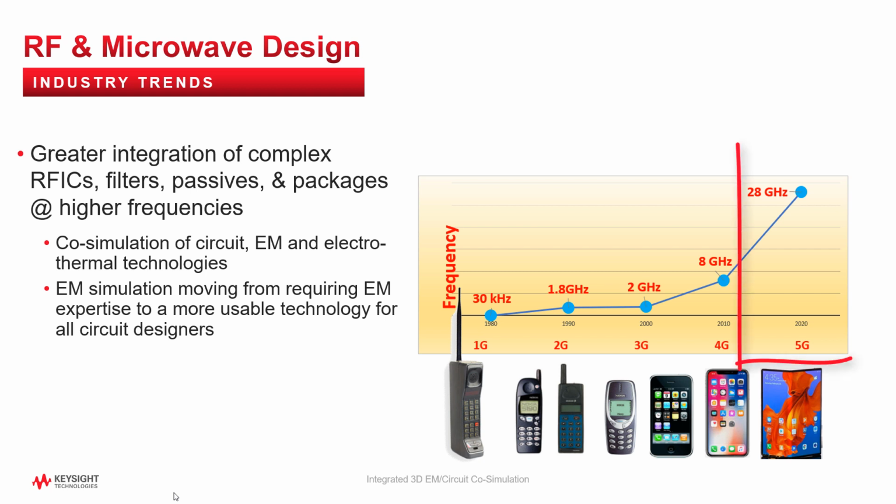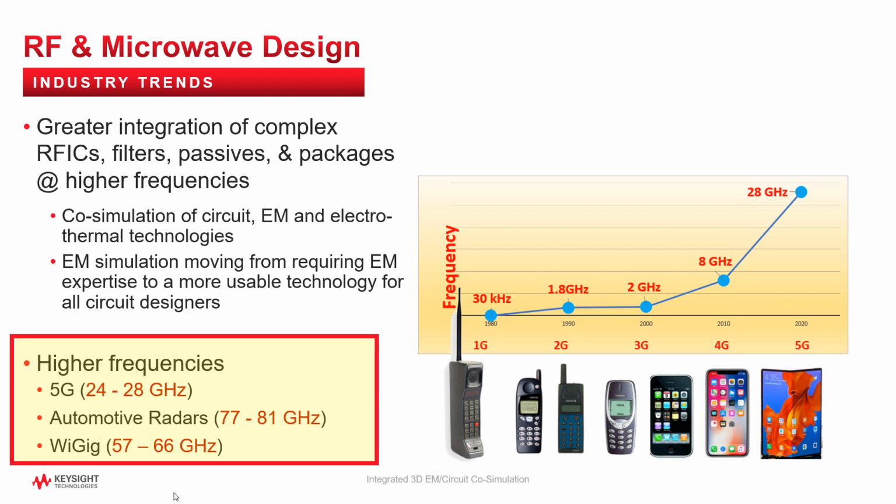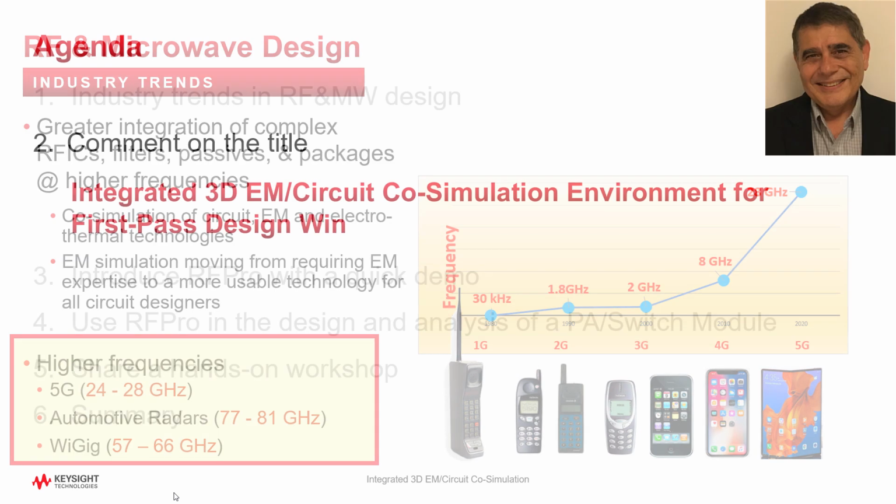So we are now at 5G with an operation frequency in the 28 GHz millimeter wave band. Other high volume and high revenue applications are in the automotive radars and wireless networking at around 80 GHz and 60 GHz respectively. So you can see the work for RF and microwave circuit designers is not getting any easier.